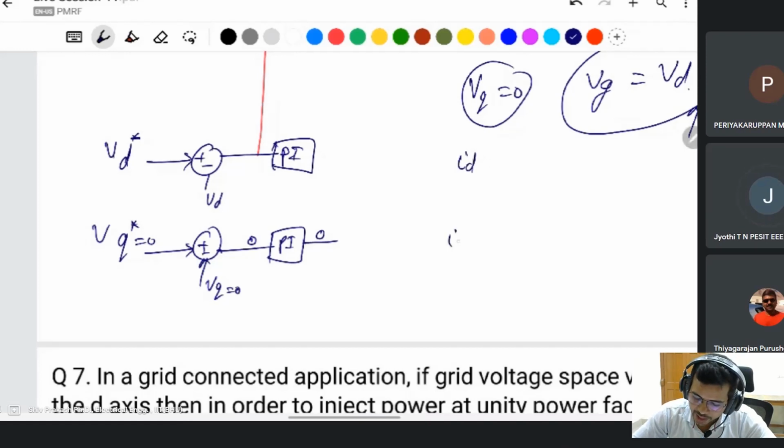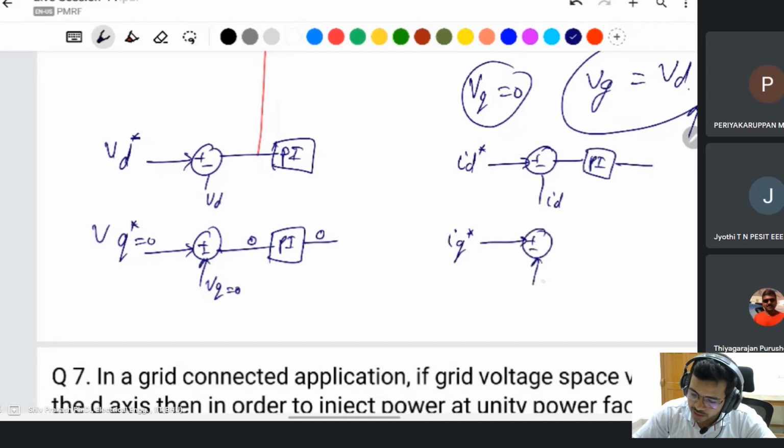ID and IQ. ID reference and ID. You generate four things: VD, VQ, ID, IQ to control the power. Then the same thing, you apply a PI controller here. Same PI controller applied here. Error will be 0 for both.